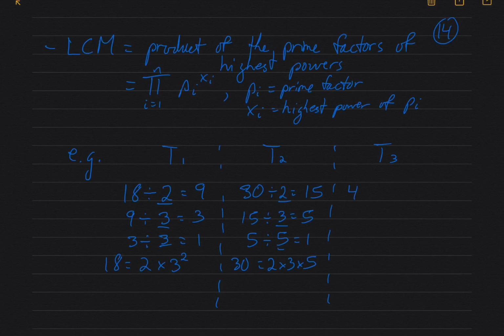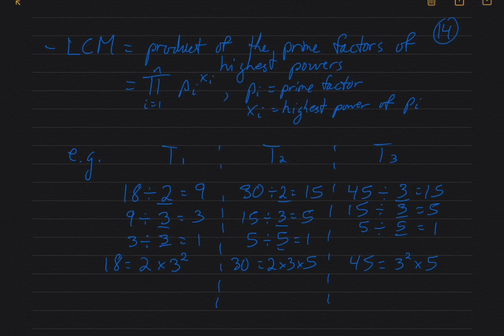And let's do our last period, 45. Smallest prime that goes into it is 3, giving us 15. 15. Smallest prime that goes into it is 3, gives us 5. And 5 gives us 5 again. So 45 is equal to 3 squared times 5, 9 times 5.